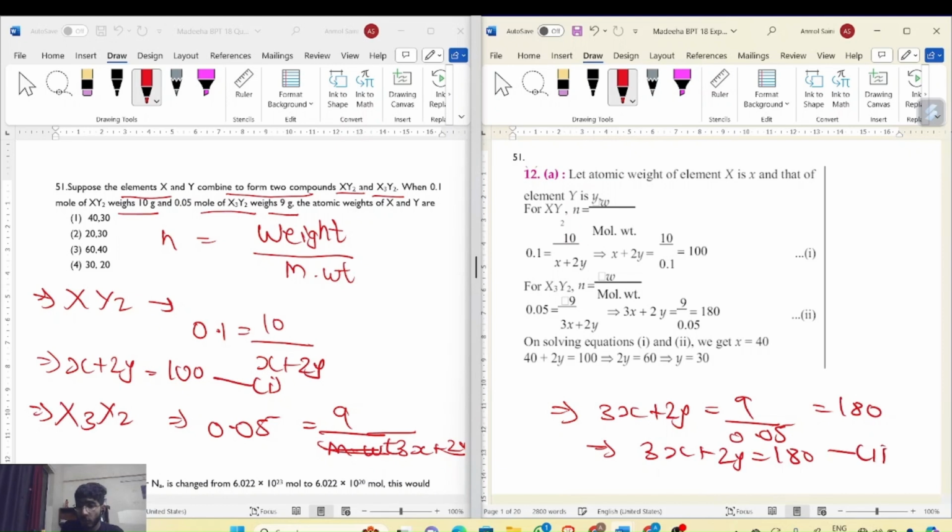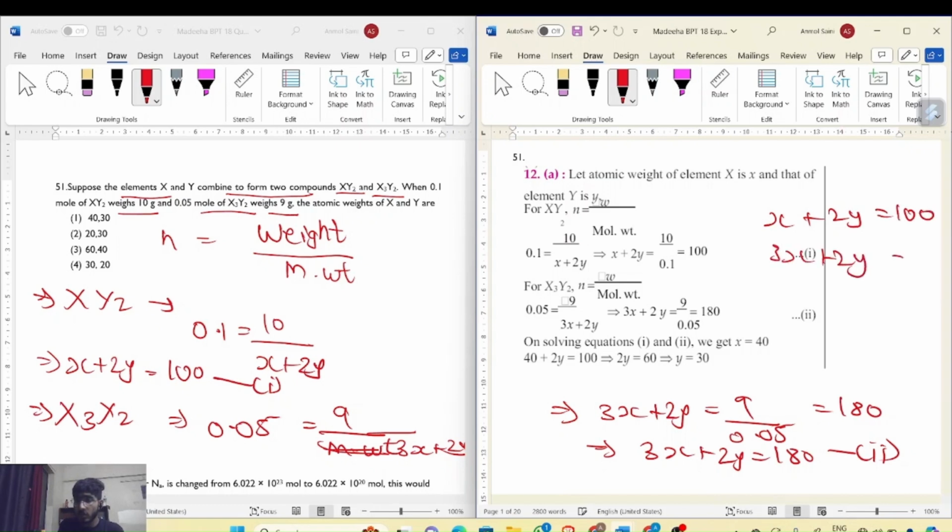So now we have two equations. First is X plus 2Y is equal to 100 and second is 3X plus 2Y is equal to 180. Now solving these two equations, subtracting equation number 1 from 2, 2Y will be cancelled out and we get 2X is equal to 80. So X will be equal to 40.